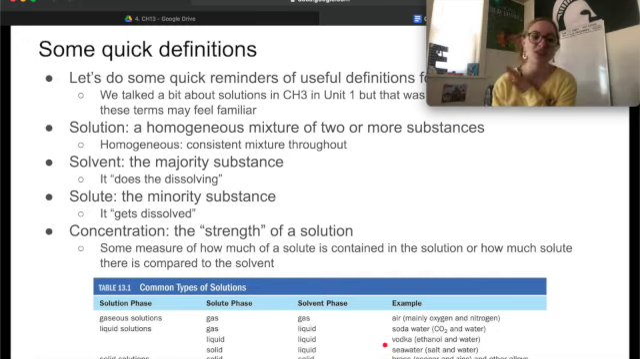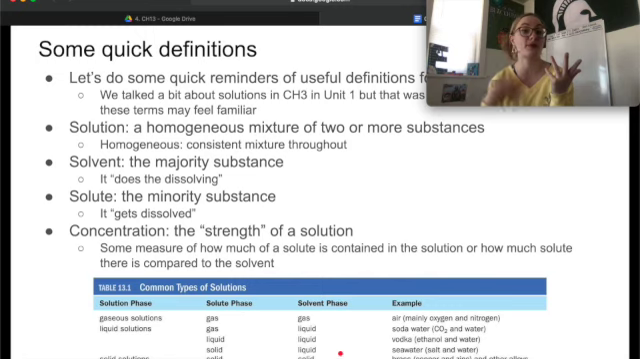And then we might also have something like a solid dissolved in a liquid, which we're quite familiar with since we've been talking so much about dissolving ionic compounds. That might be salt in water, like seawater, for example. So those are a few different kinds of solutions there.